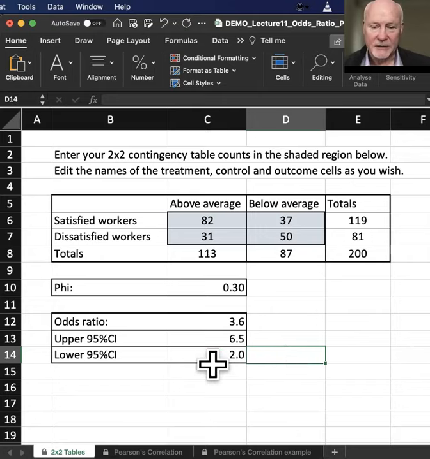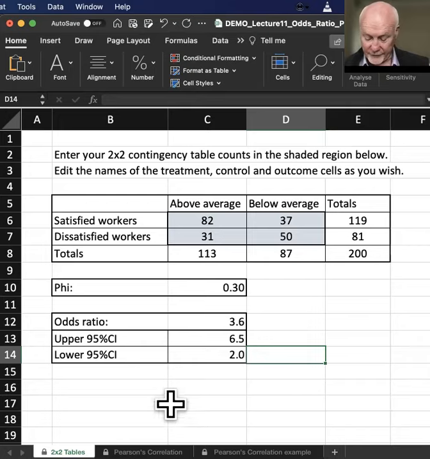In this case, the 95% confidence interval ranges from 2.0 to 6.5. So 1.0 is not in that range, and so we can claim with 95% confidence that there's a statistically significant difference between the satisfied and dissatisfied workers in terms of their job performance.